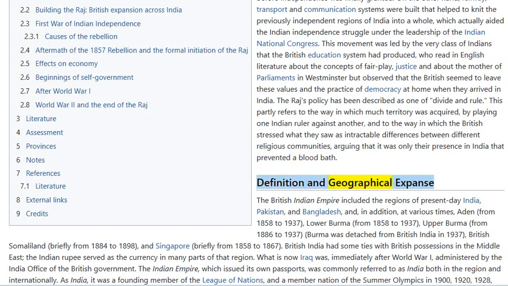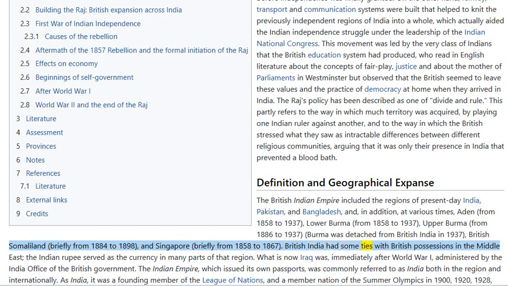Definition and geographical expanse. The British Indian Empire included the regions of present-day India, Pakistan, and Bangladesh, and in addition, at various times, Aden from 1858 to 1937, Lower Burma from 1858 to 1937, Upper Burma from 1886 to 1937, Burma was detached from British India in 1937, British Somaliland, briefly from 1884 to 1898, and Singapore, briefly from 1858 to 1867.